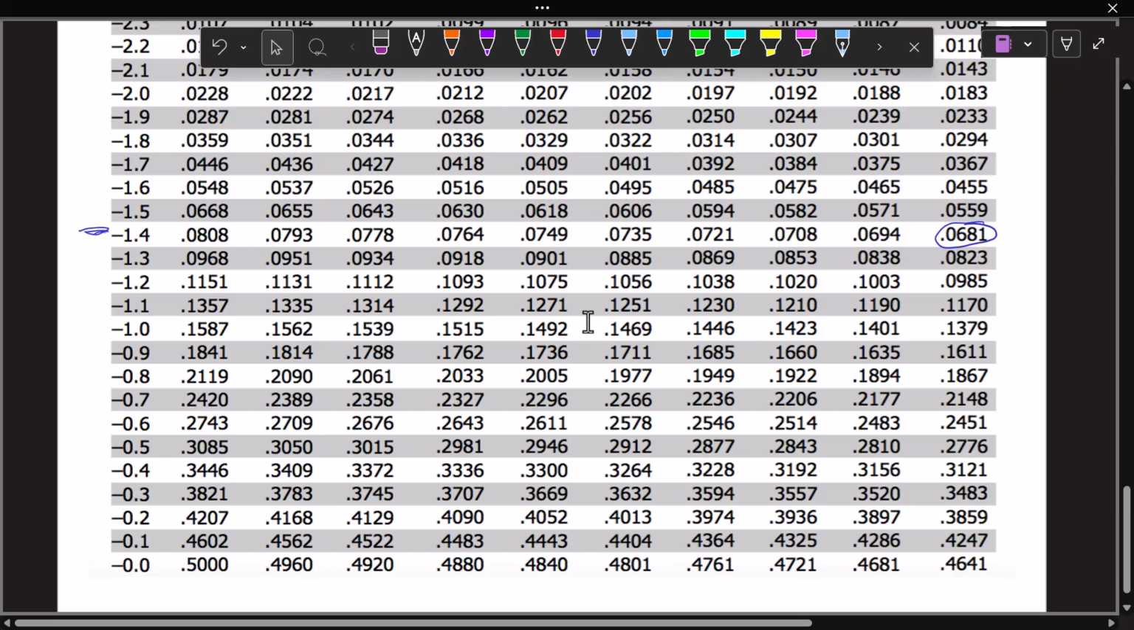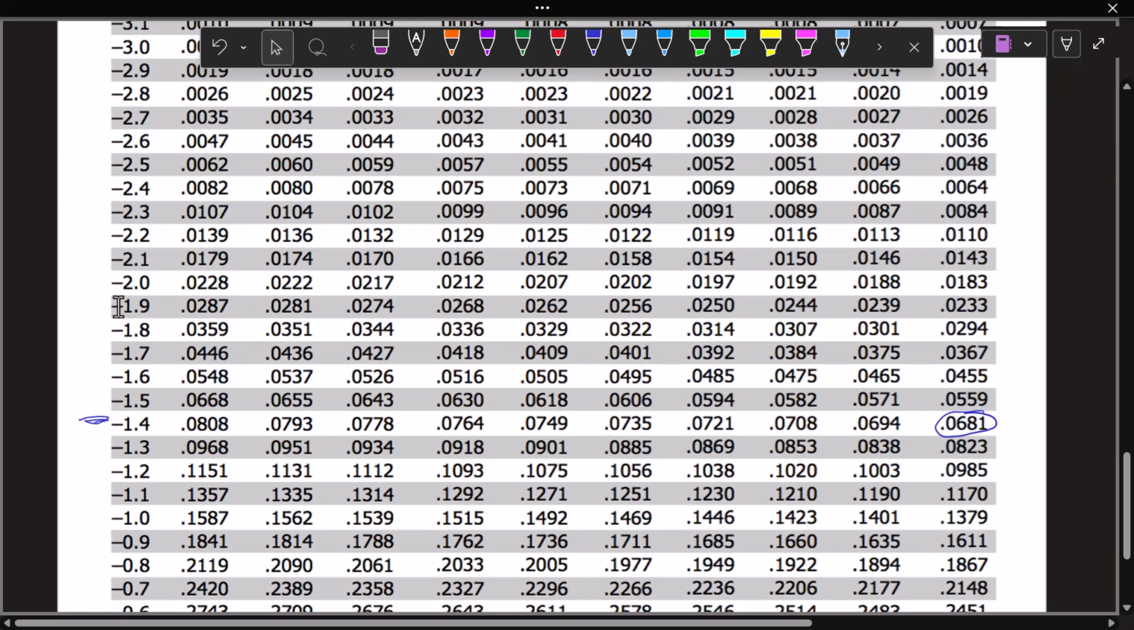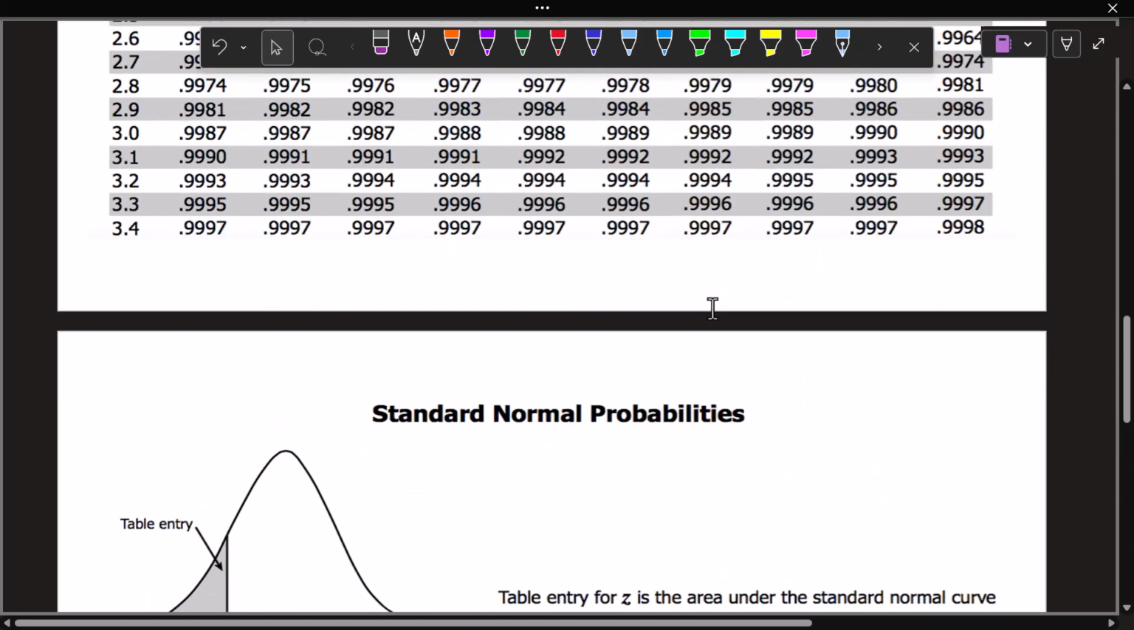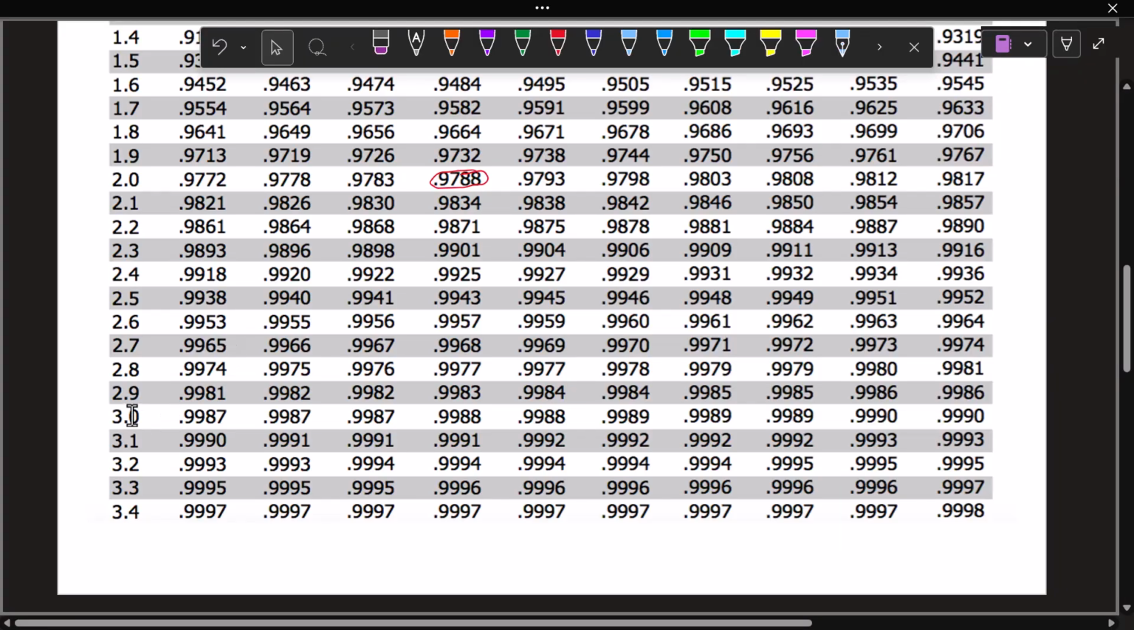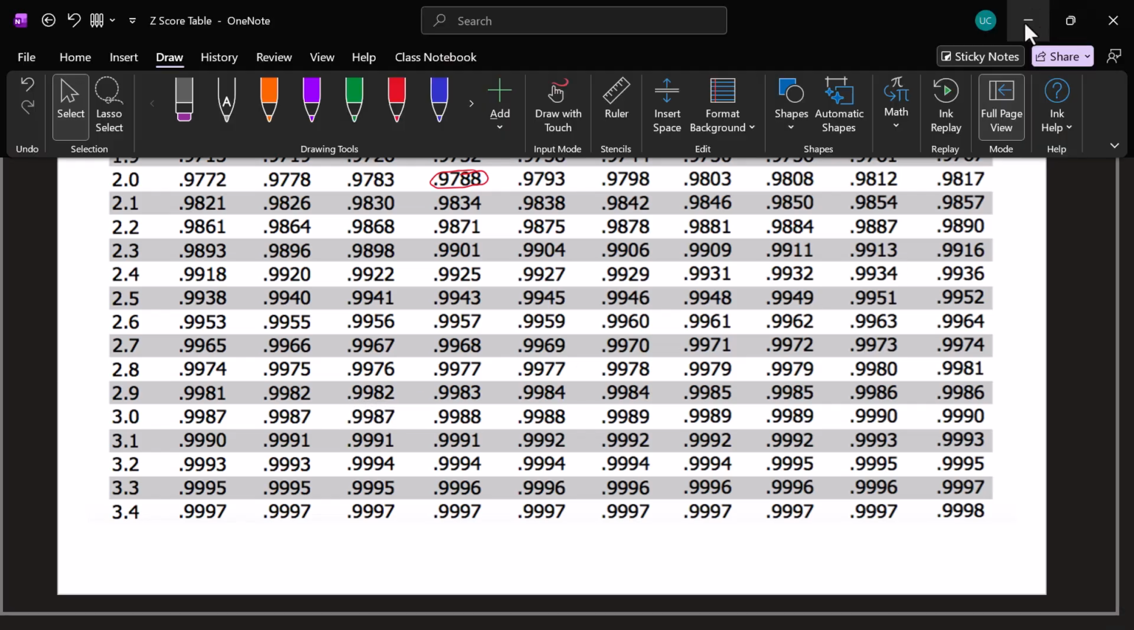So a z of negative 1.96, here's negative 1.9, 0.00, 01, 02, 03, 04, 05, 06. 0.0250. Remember that? Write that down, 0.0250. Then we look at the same paper, but the other side of it for 3.02. So here's 3.02, 00, 01, 02. Not that it makes a difference because all three of those numbers were exactly the same. So 0.9987.